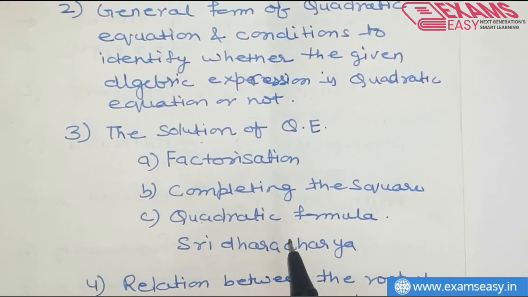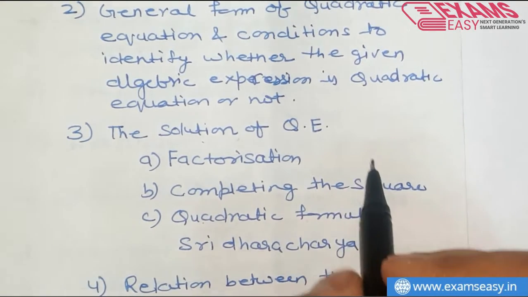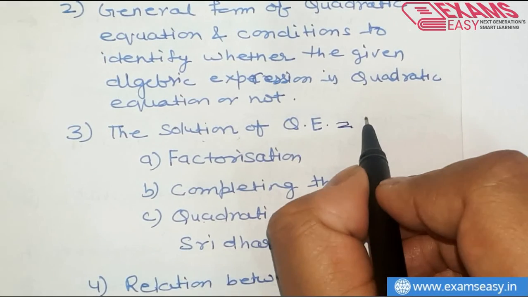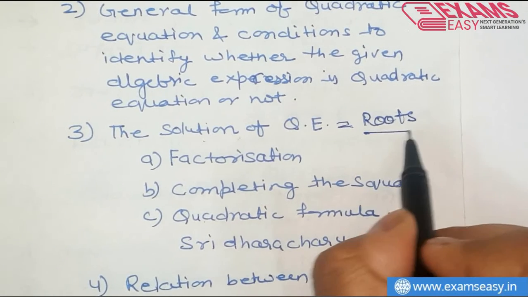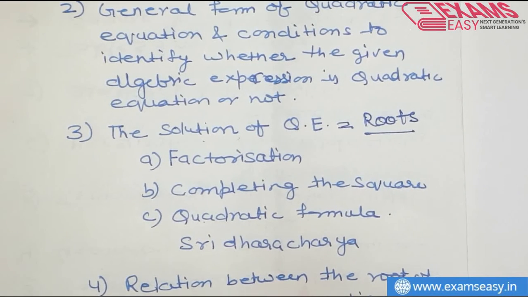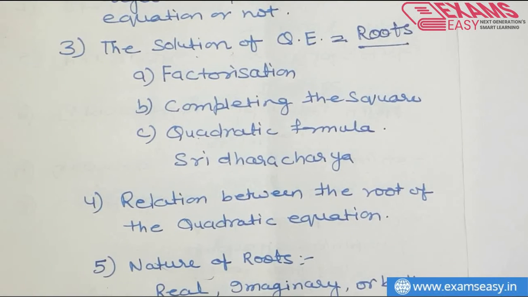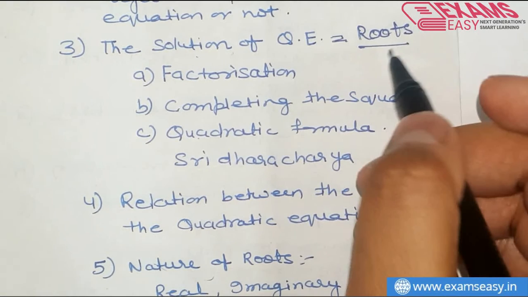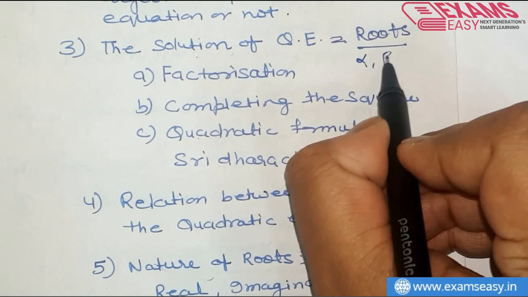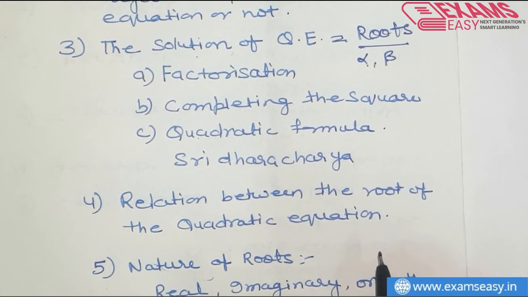Friends, the solutions of the quadratic equation are also known as the roots of the quadratic equation. So we also see how these roots are related with each other. For a particular quadratic equation, there will be 2 roots which will be alpha and beta. And we will see how these alpha and beta are related to each other. That is our 4th concept. What is the relation between the roots of the quadratic equation?